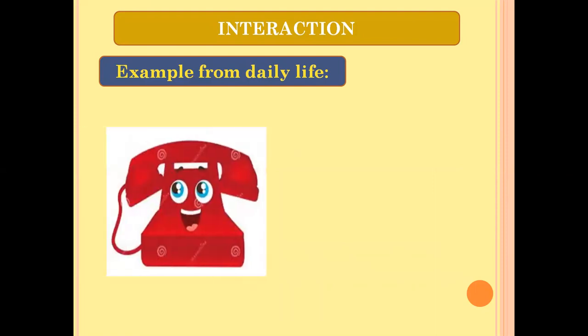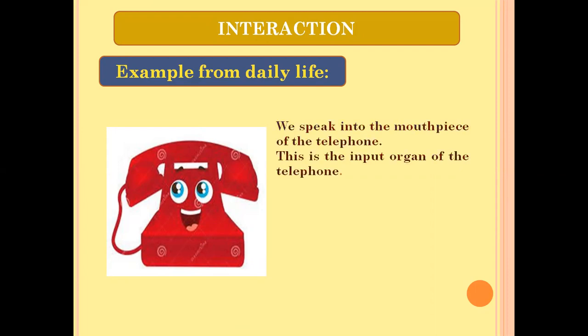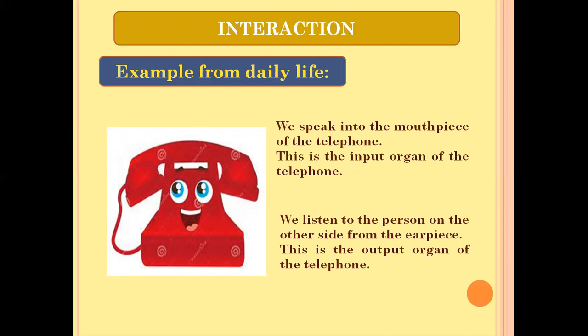Let's take another example. We have a telephone. You all know a telephone has two basic parts apart from the dialing pad, and they are the earpiece and the mouthpiece. We speak into the mouthpiece so that the person on the other side listens to whatever we are saying. So the mouthpiece is the input organ of the telephone. And when the other person talks back, we hear his voice from the earpiece. This earpiece is the output organ of the telephone.